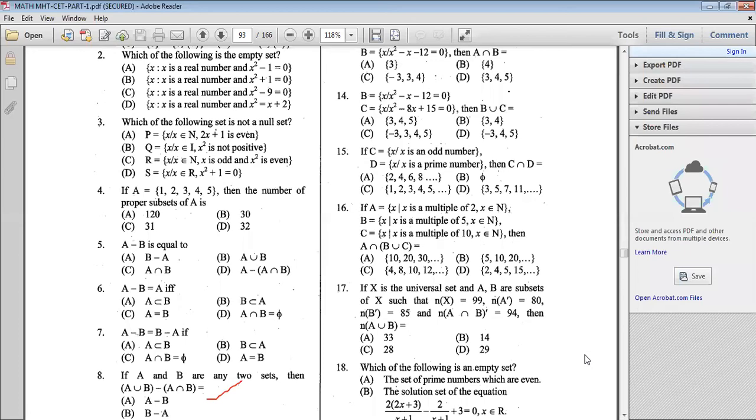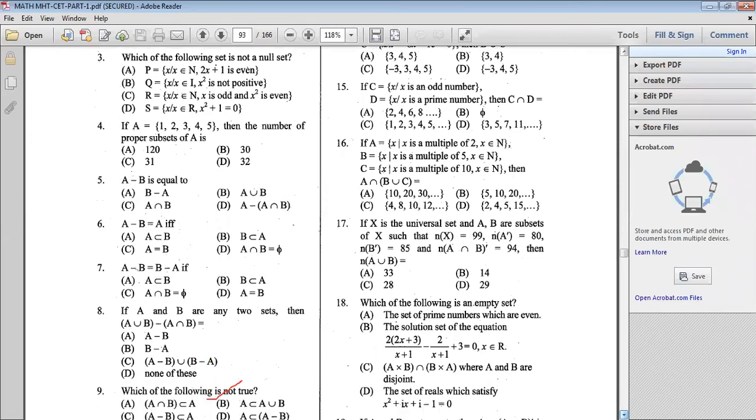Okay. Look at the eighth problem. A and B are any two sets. Then tell me what about A union B minus A intersection B? Option C. That is called the symmetric difference.